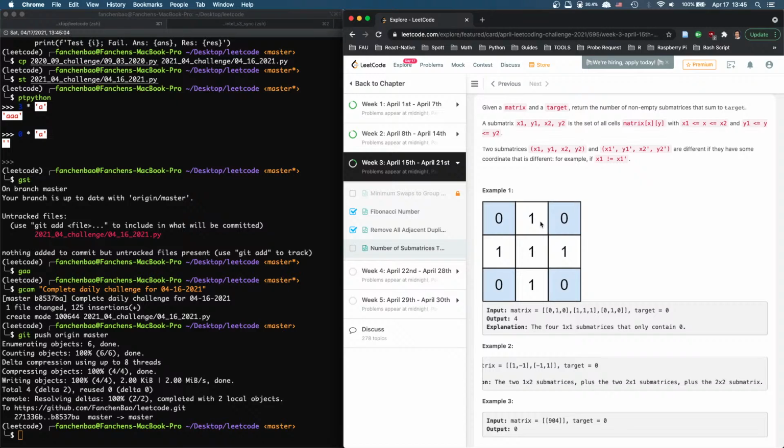How about I think about this way? Given a position, we want to know how many submatrices are involved in this. But then how do you know the total? You don't know the total. The total has to be when I consider all of them, right? So what if we divide it into, say, 2 sections?